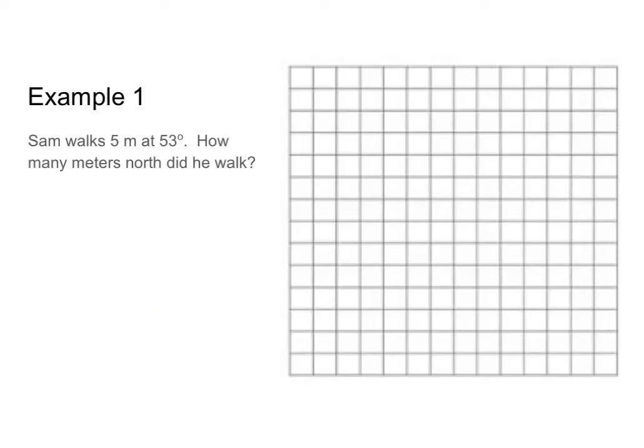So we have Sam, who is going to walk 5 meters at 53 degrees. So we want to figure out how many meters north he walked. I'm going to start by drawing my unit circle, and I'm going to do that in black. And so we've got our coordinate axes.